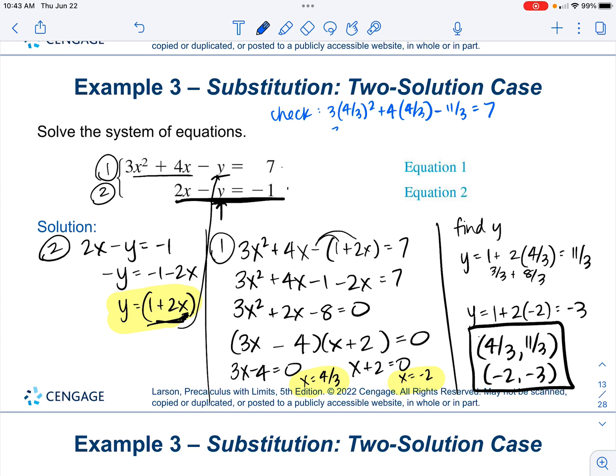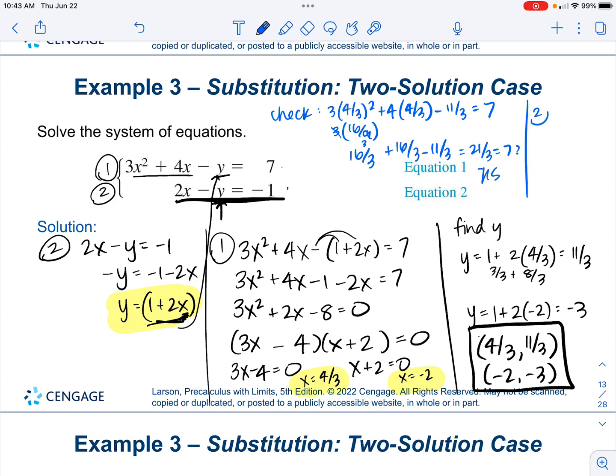Here this would be 3 times 16/9, and that is 16/3, plus here this is also 16/3 minus 11/3. 16 plus 16 is 32. 32 minus 11, that's 21/3. And does that equal 7? Yes, it does. So that first pair worked in the first equation. Now we'll check it in the second equation.